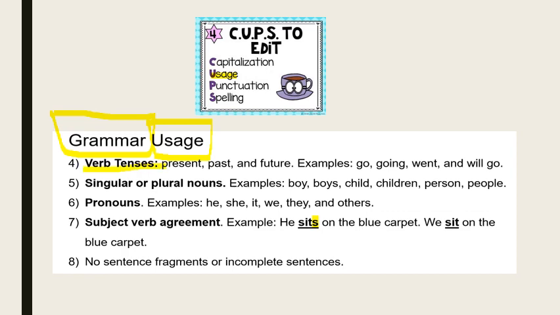So I should see correct verb tense use and making sure you're not forgetting your plural nouns, using pronouns because we've learned about them in class, and subject verb agreement. If you're talking about one subject, then you say he sits. If you're talking about more than one, then we say we sit.